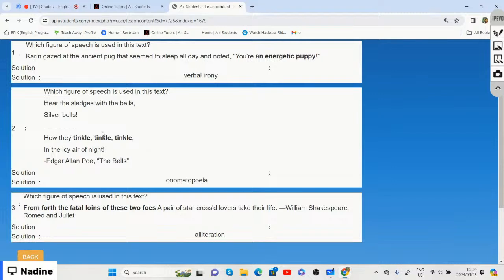All right. So we'll say which figure of speech is used within the text, right? It says, "From forth the fatal loins of these two foes, a pair of star-crossed lovers take their life," right? And there they're showing William Shakespeare's Romeo and Juliet.